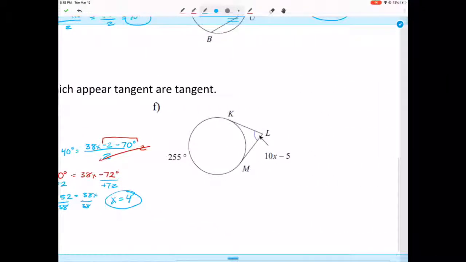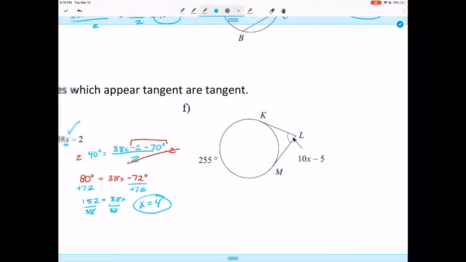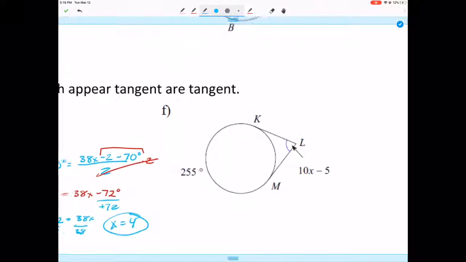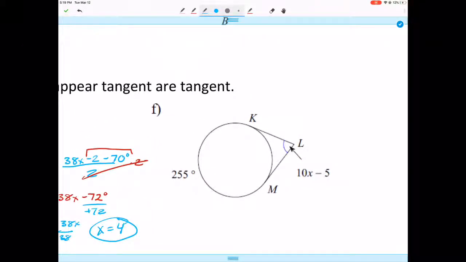All right, this next one, like it says, if it appears to be tangent, we're just going to say that it's tangent. I'm not going to prove that they're tangent. So here they give us the major arc. We can find our minor arc by doing 360 minus 255, which gives us 105 degrees for this part.